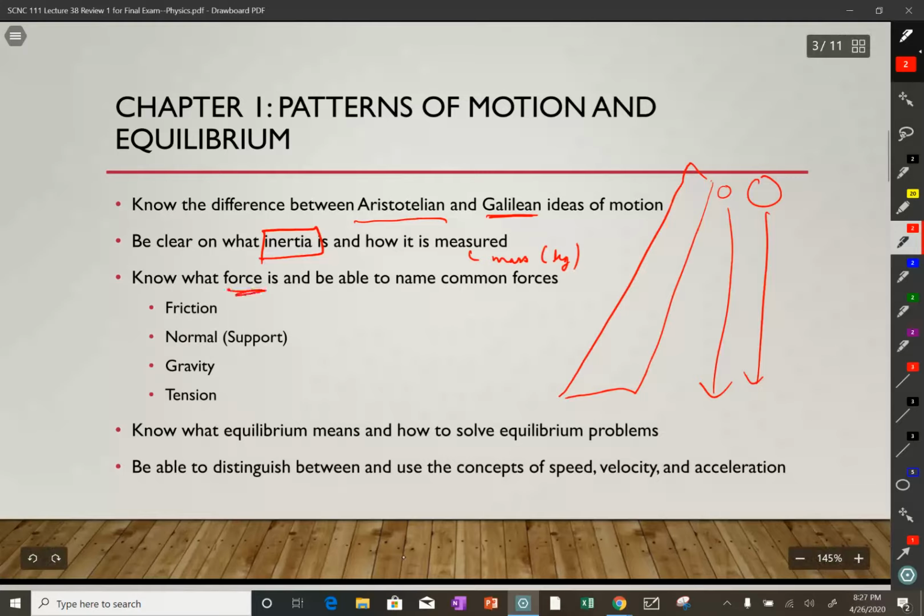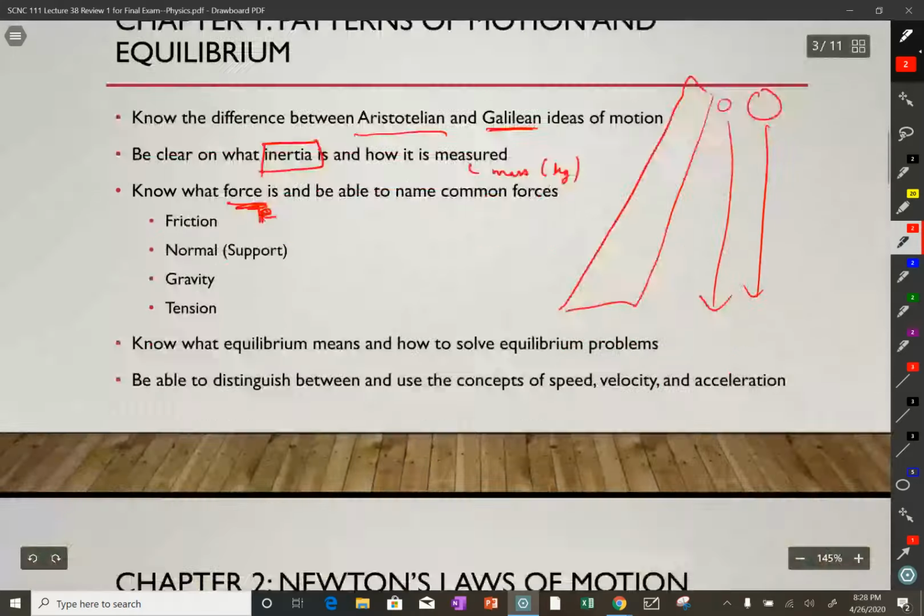Forces, anything that pushes or pulls. Make sure you know that. Forces, anything that pushes or pulls. And common forces that we've looked at, friction, which depends on the normal force. Normal or support force, the force that keeps an object from going into a surface, so it's always pointing out of the surface, the so-called normal direction. Gravity, an attractive force between any 2 objects with mass. Tension, a force that's distributed over some kind of cord or chain or something.